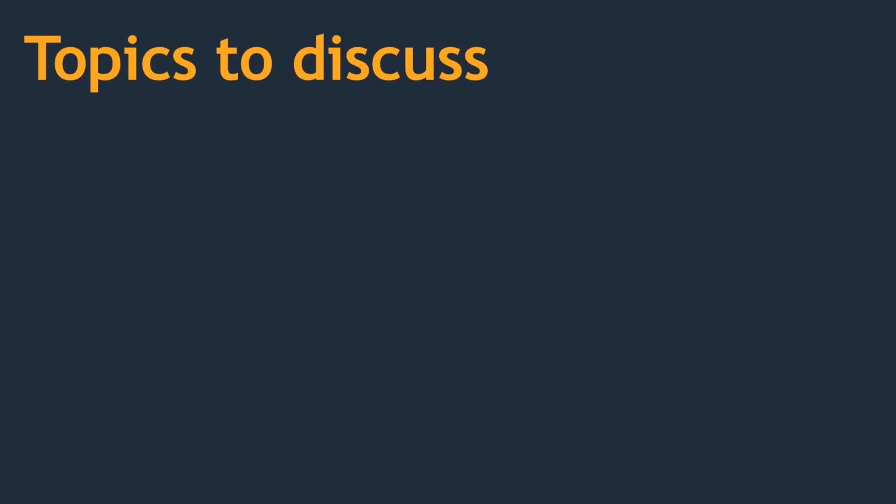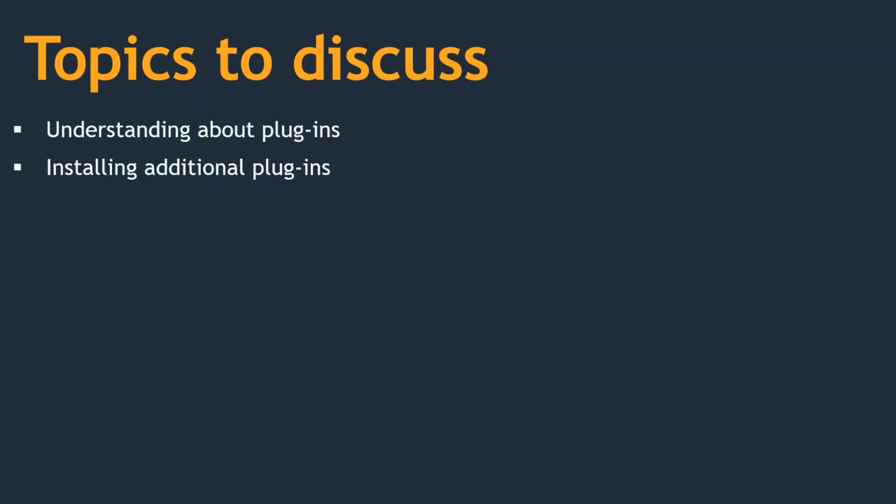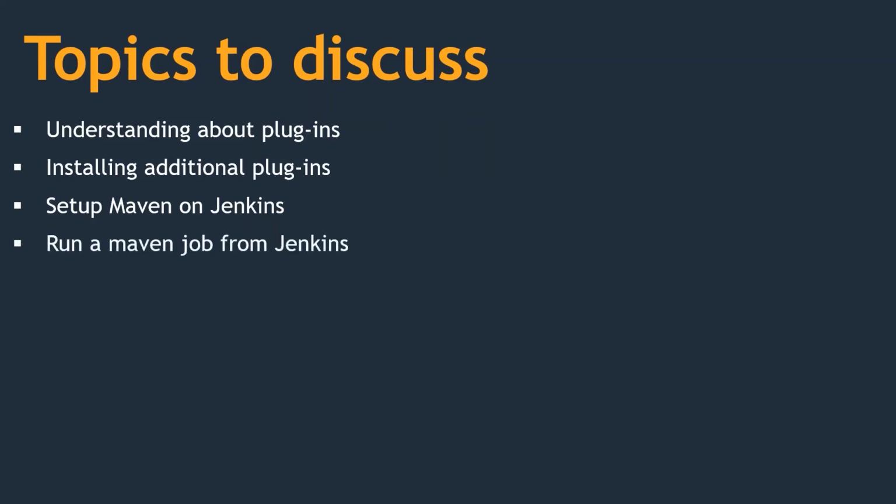All right, so we'll discuss what we are going to discuss today. First, we are going to understand plugins. Next, installing additional plugins, whatever is necessary. Next, set up Maven on Jenkins. So far our Maven server is different and Jenkins server is different, but we are going to set up Maven on Jenkins. Then run a Maven job from Jenkins and DSL jobs.